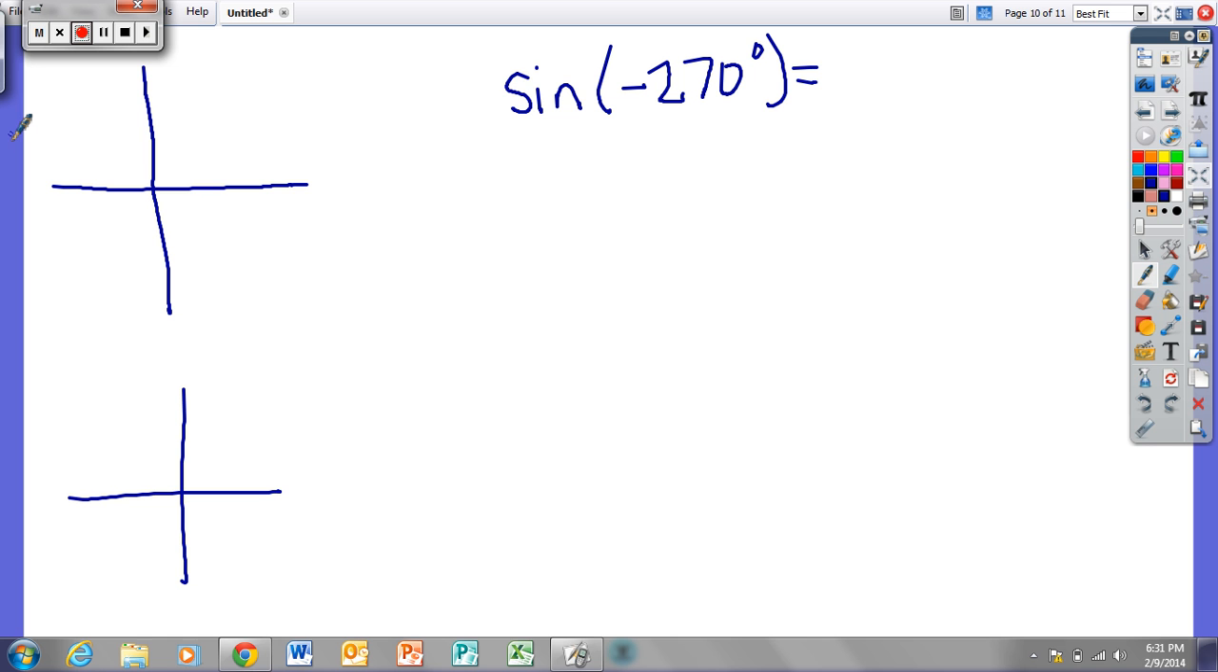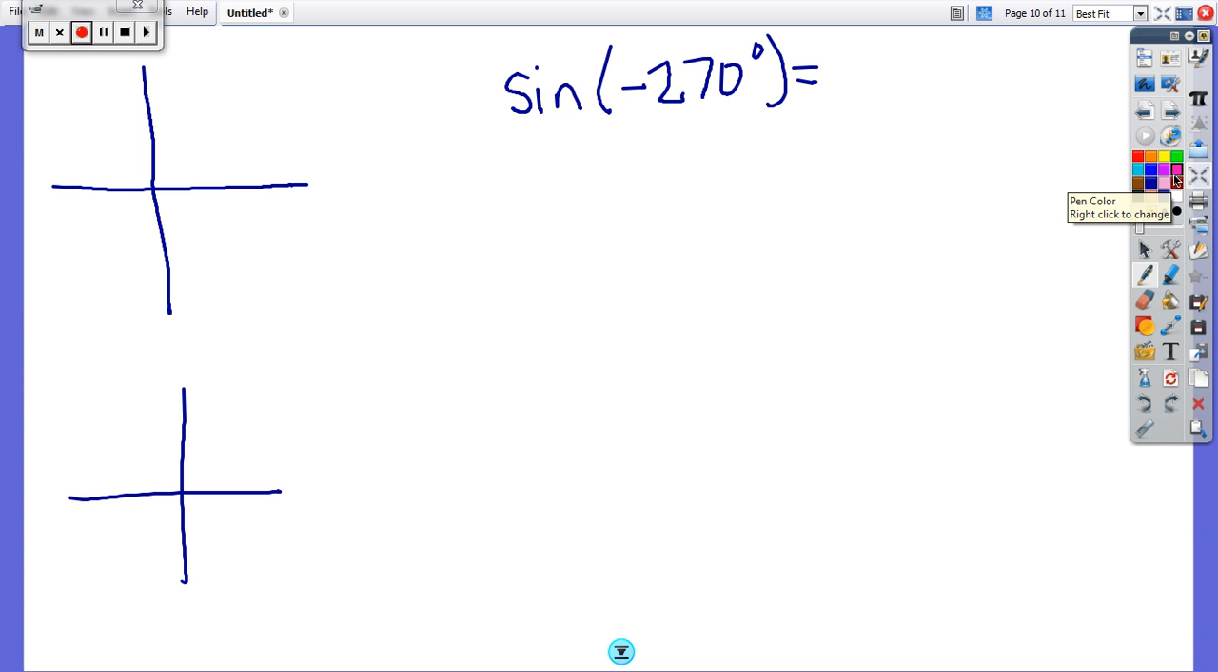Okay, so this is where we're going to see some undefined angles. What happens when the angle lands on the axis itself? Sometimes one of our values is going to be 0. So let's see what happens. I'm going to start with the sine of negative 270 degrees. I start with my initial side, and I go 180 plus another 90. That's negative 270 degrees. So now I'm at this point, and I'm going to say my radius is 1.